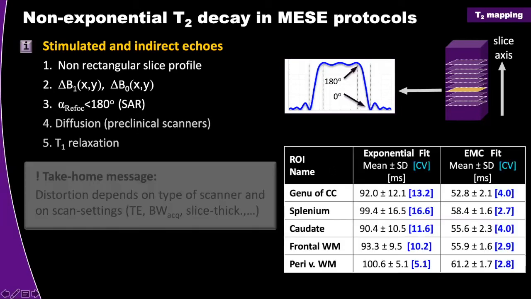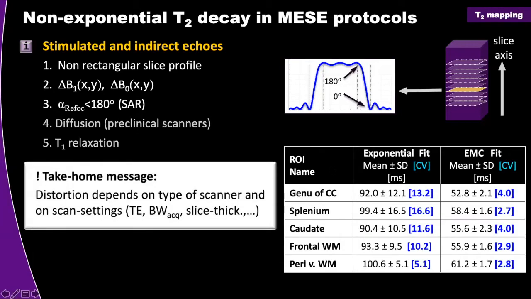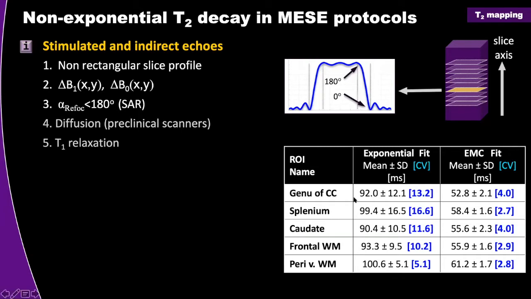So to give you an idea of the numbers, here you see values that were measured for five brain regions: the genu of the corpus callosum, the splenium, caudate nucleus, an area in the frontal white matter, and the periventricular white matter. And you can see that exponential fit produces longer T2 values with a higher standard deviation. And the most important thing to see here is that the coefficient of variation is larger.